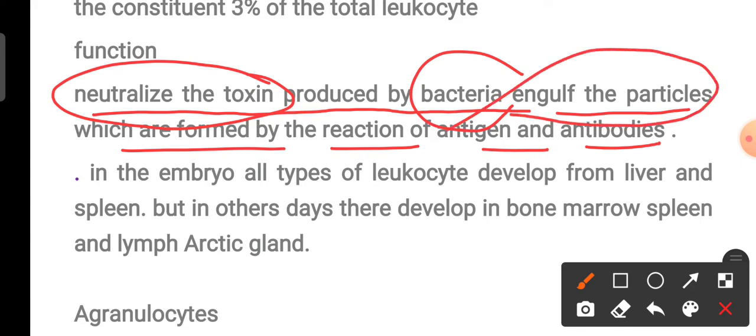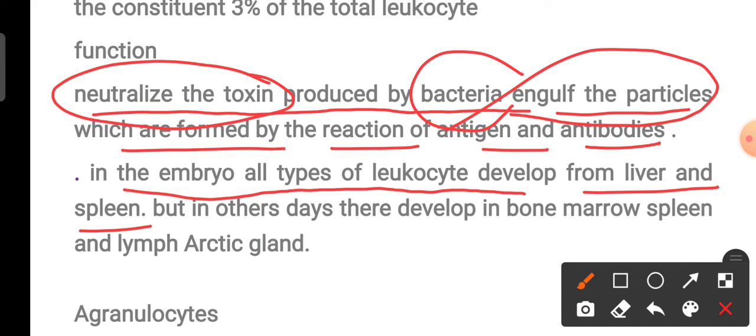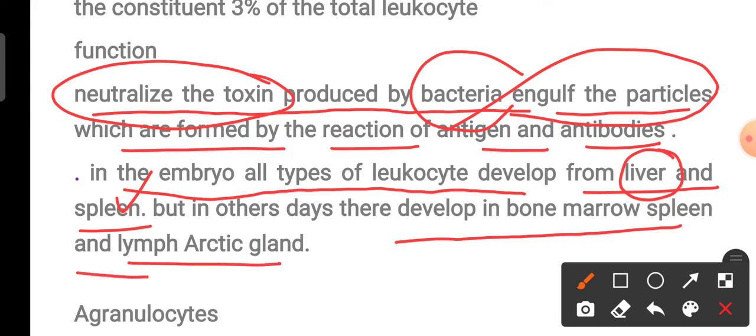And another thing is, in the embryo all the types of leukocytes develop from liver and spleen. यानी जितना सारा ल्यूकोसाइट्स हमारे शरीर में है, वो एम्ब्रियो के टाइम में लीवर और स्प्लीन में डेवलप होता है. But after birth, these develop in the bone marrow. लेकिन जब हम पैदा होते हैं, बाहर आते हैं, तो वो बोन मेरो, स्प्लीन, लिम्फ और lymphatic gland में डेवलप होता है.